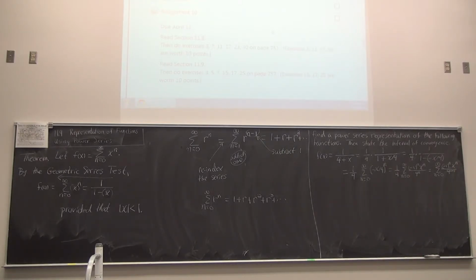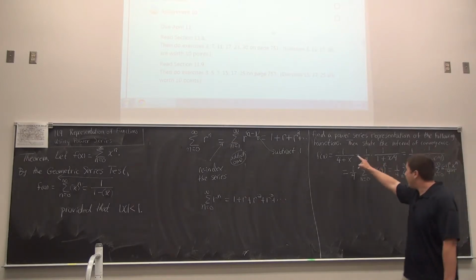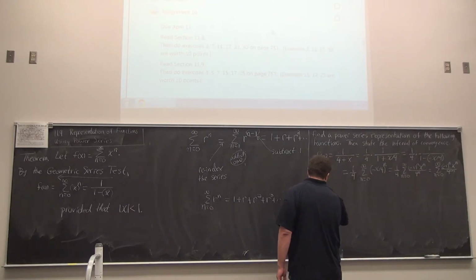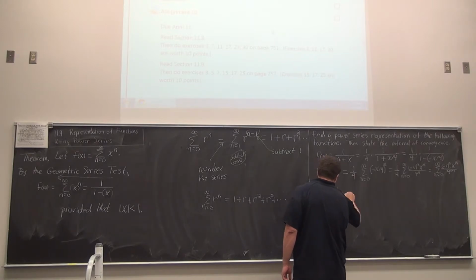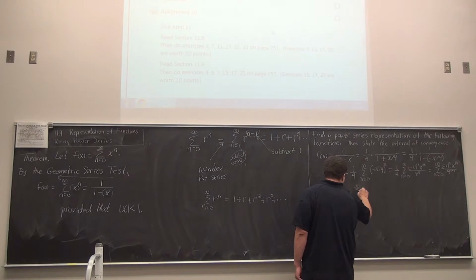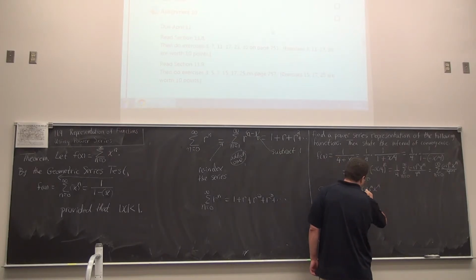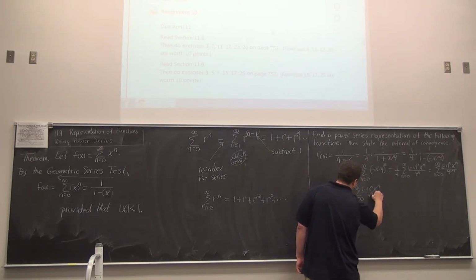So we've got it. That's our power series representation. The second portion of the problem is to state the interval of convergence. Any questions to this step so far? Okay, so as the namesake of the section says, we took the function 1 divided by 4 plus x, and we found a power series representation, which is summation from 0 to infinity of negative 1 to the power n, x to the power of n, divided by 4 to the power of n plus 1.